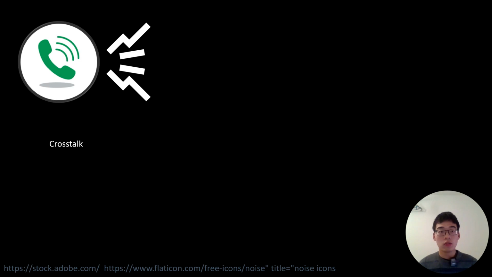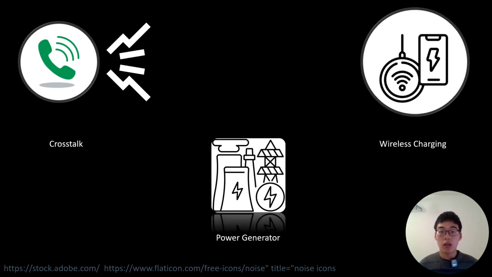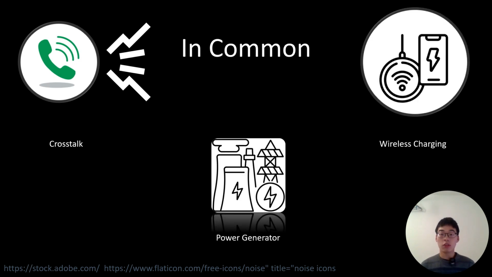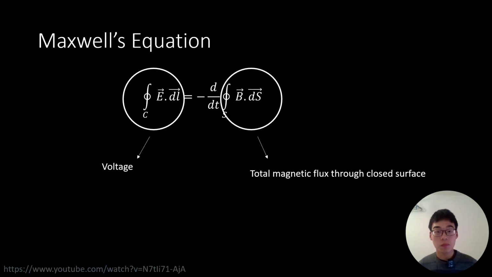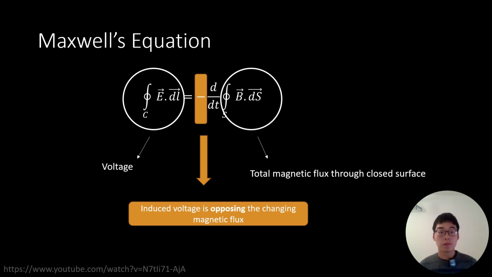So crosstalk, power generator, and wireless charging have something in common. They all have the left-hand side, which has some voltage being generated, and they also have a changing magnetic field as well. However, for the last part about the Maxwell equations, we'll focus on this minus sign. This minus sign means the induced voltage is opposing the changing magnetic flux.